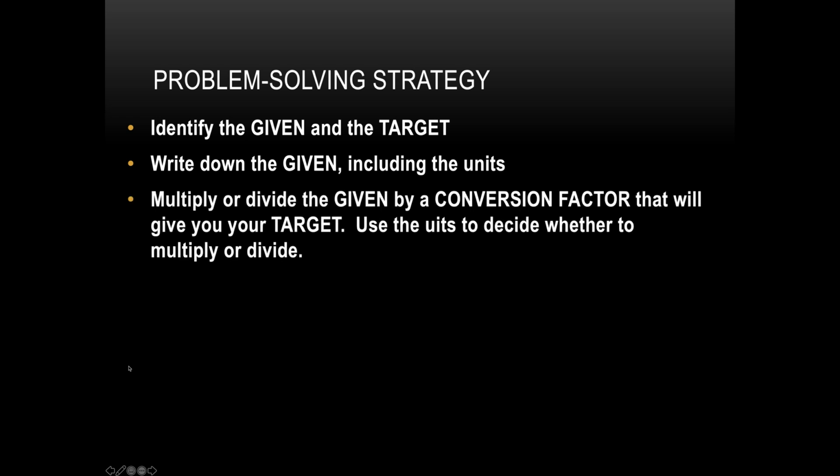Multiply or divide the given by whatever conversion factor will cancel out your given units and leave you with your target units. And you're going to use the units to decide whether to multiply or divide. And then record your target to the correct number of significant figures, including units.